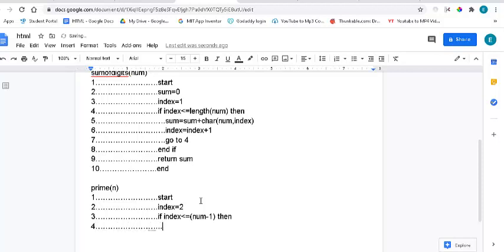we are going to check the division. If the remainder of num divided by index is equal to 0, this means that num can be divided by index if the remainder is equal to 0. Then we know this is not a prime number. So I'm going to say return false.